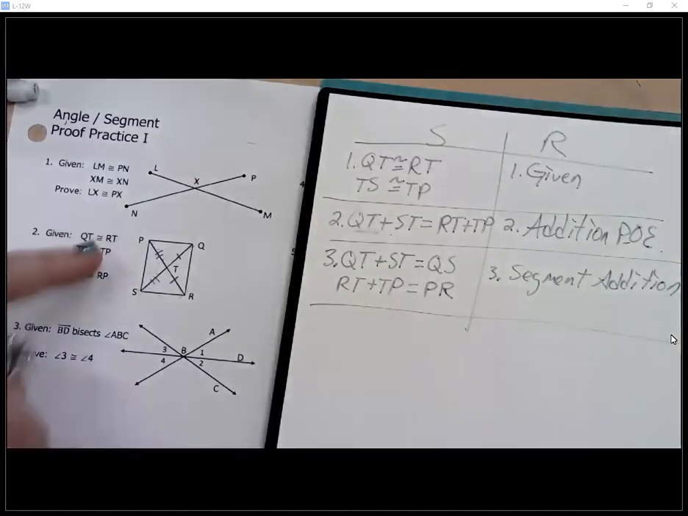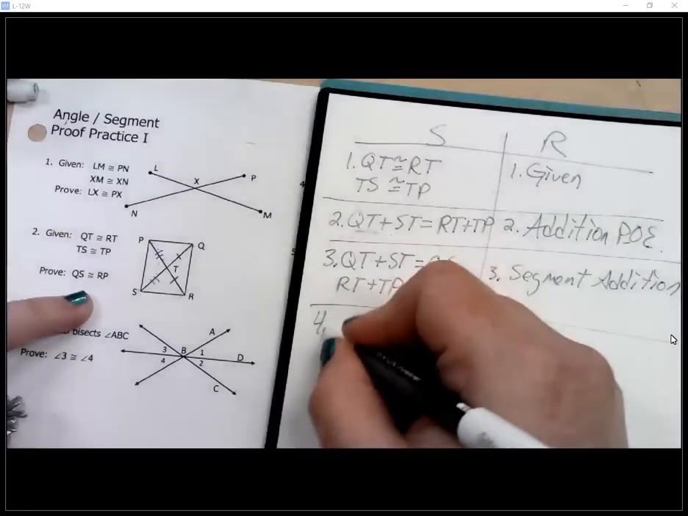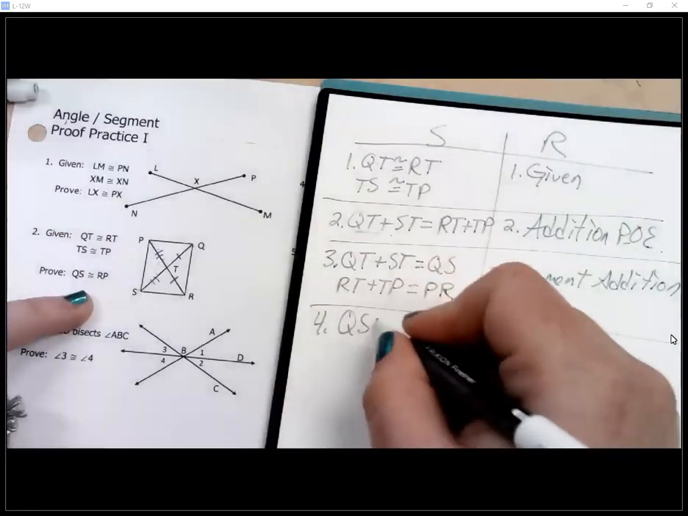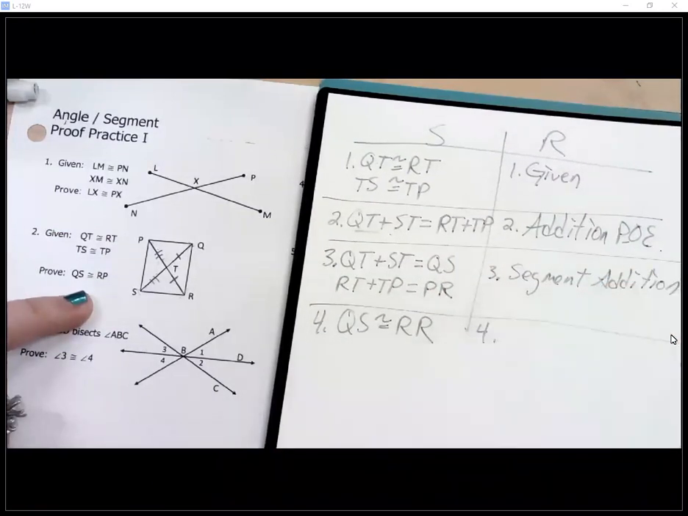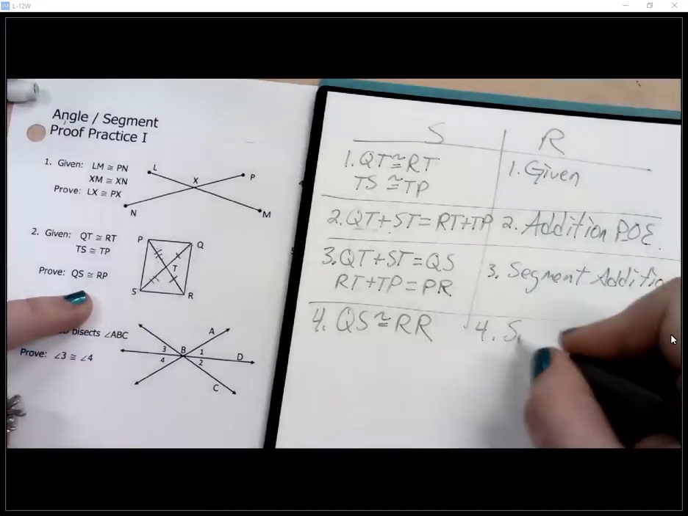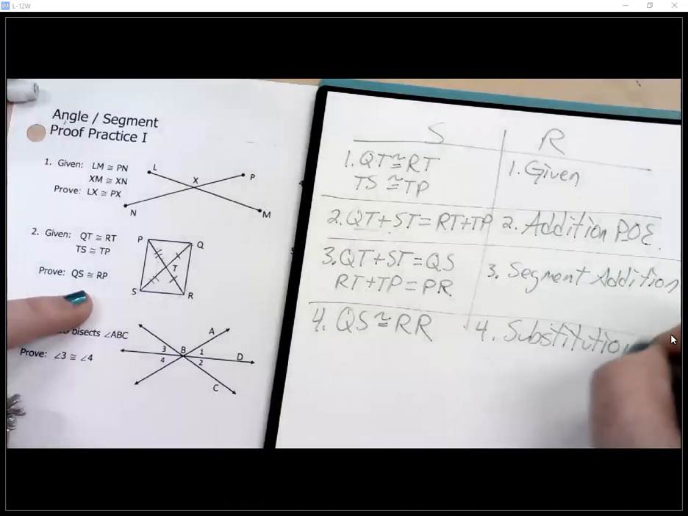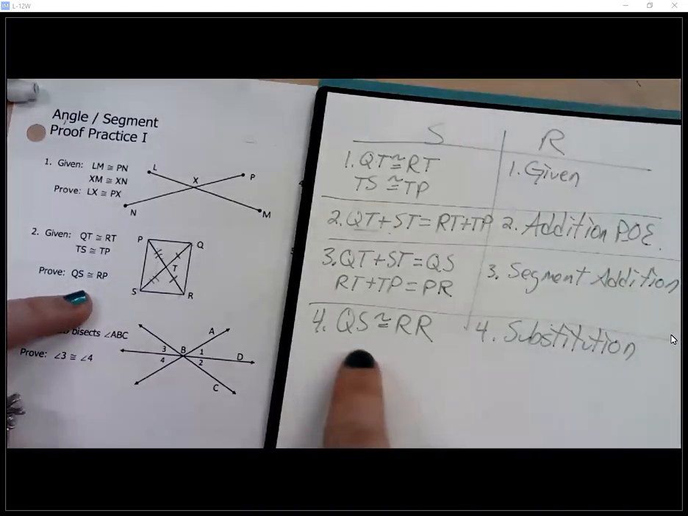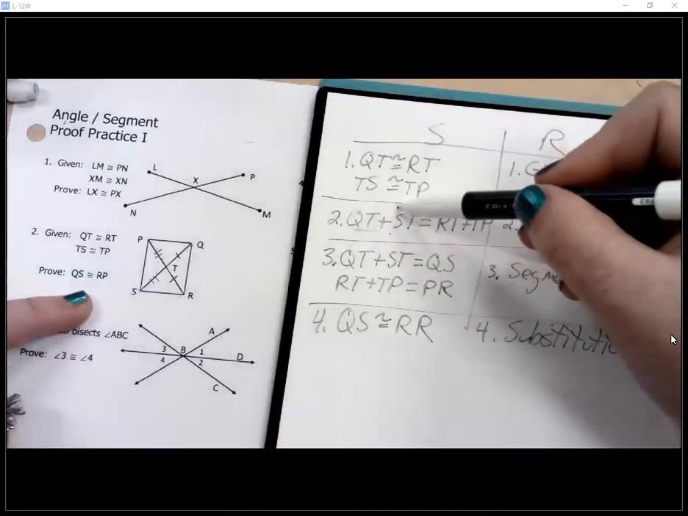Can I now say that QS is equal to PR or RP, whatever? What would my reason be? QS is congruent to RP. Why? Go ahead, Elizabeth. Be the substitution. And say substitution. If you said transitive, that's fine. But you really are doing one substitution step, right? You're really replacing this with a QS. You're really replacing this with a PR.